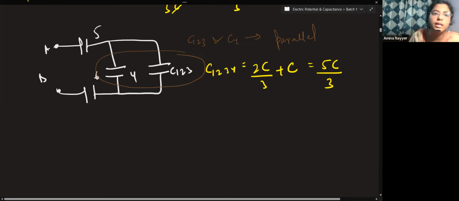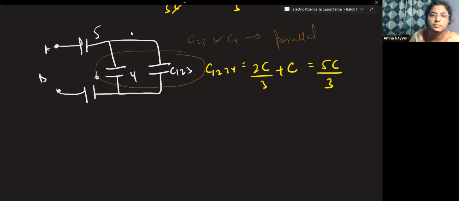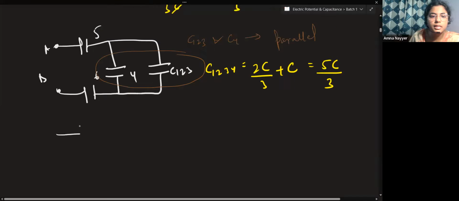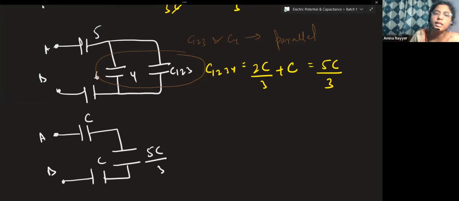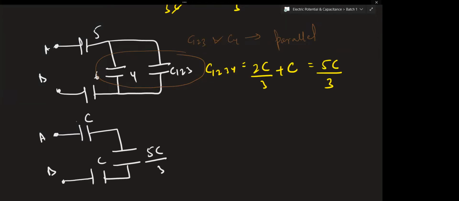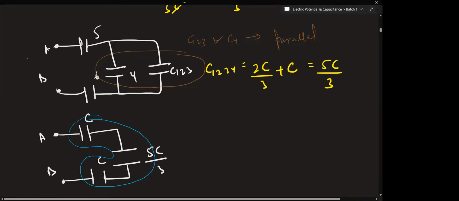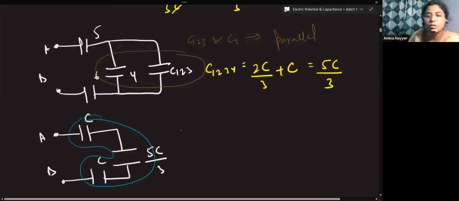Now how will our circuit look if we reduce it further? See, this is C5, this was C1234, this is C6. This is actually the final point where we had to reach. This is C, and this is 5C by 3. Now can you tell how all three are connected? Series, yes, Samia. C5, C6 along with C1234, these are connected in series.